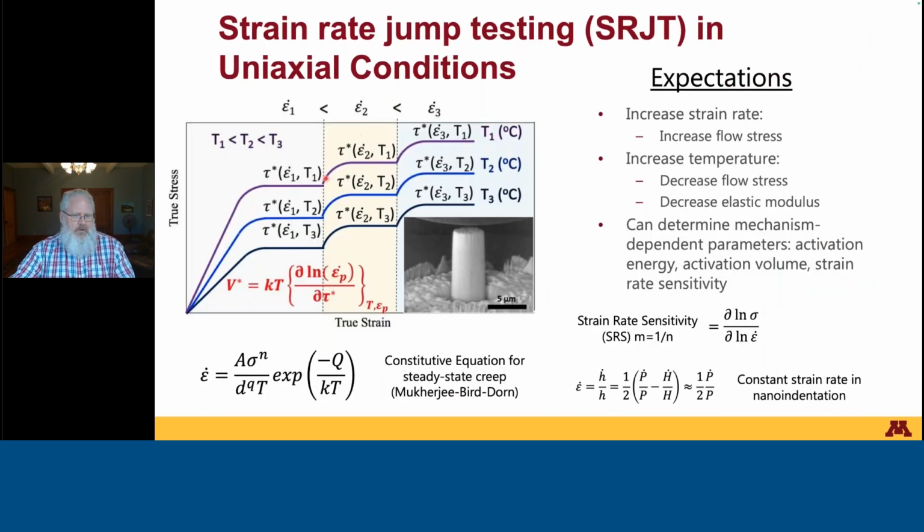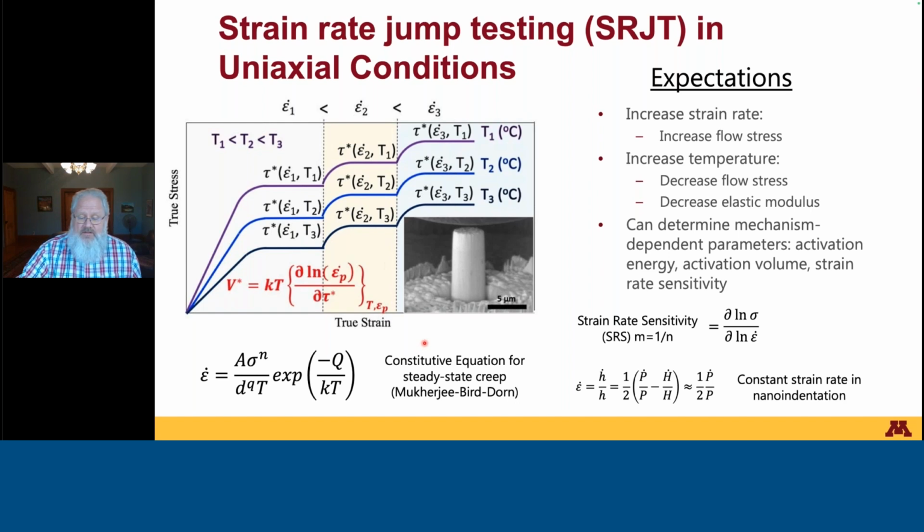As I mentioned before, these types of tests doing strain rate jumps have been done for a long time. This is an example of what would happen in a compressive stress state. As temperature goes up, we have a decrease in elastic modulus and strength goes down. By doing just a few strain rate jump tests, we can get data for a wide range of temperature and strain rate. As we increase strain rate, we increase the flow stress; as we increase temperature, we decrease the flow stress and the elastic modulus.